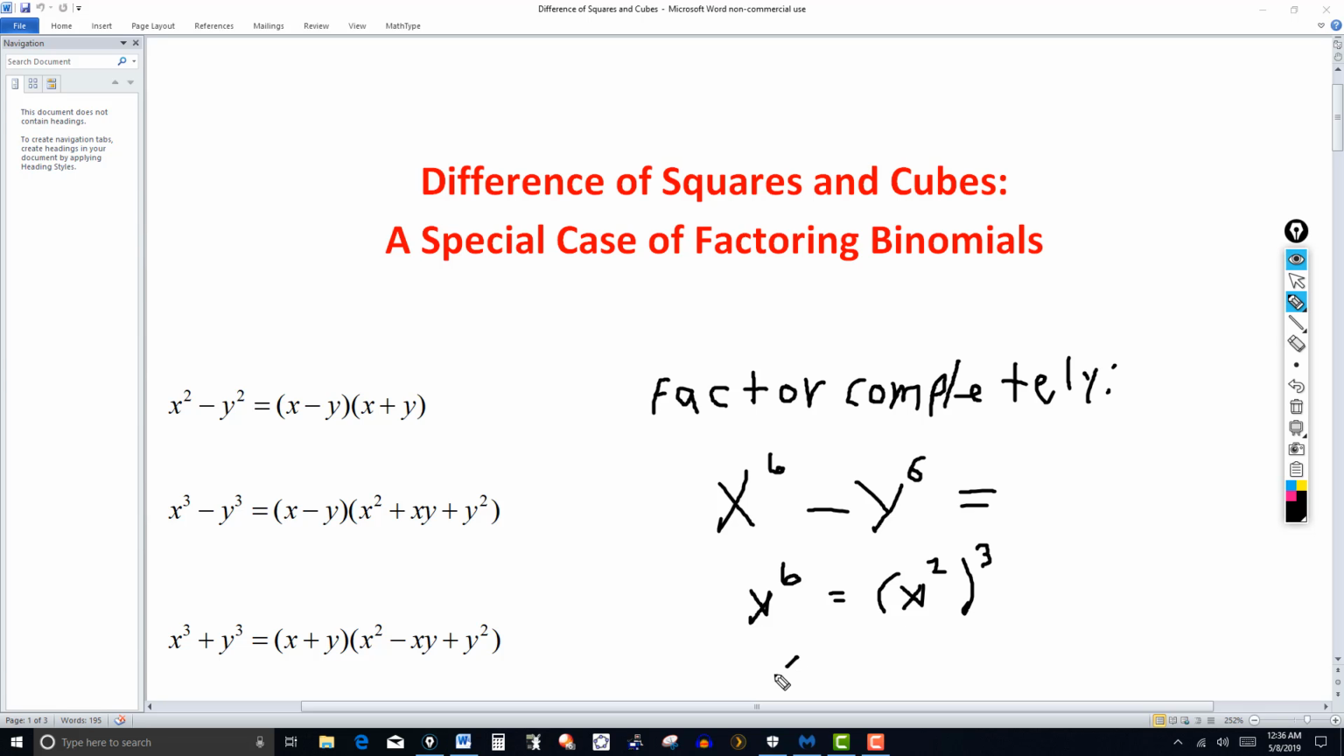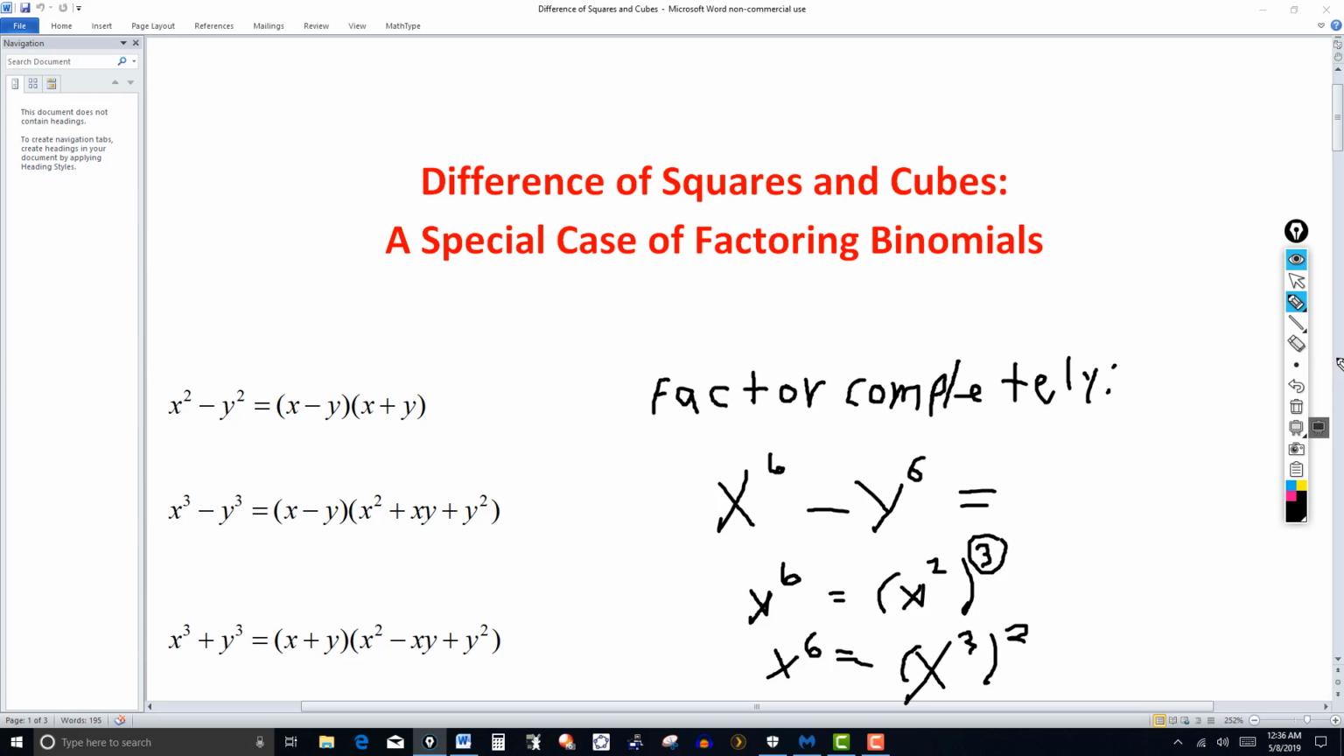I can also write x to the 6 as x to the 3rd squared. Okay? 2 times 3 is 6. So what this means, of course, is that x to the 6, which also applies to y to the 6, I could do the same thing with y to the 6. X to the 6, because of this format right here, is a perfect cube. At the same time, x to the 6 is a perfect square because of this. Okay? So you can actually use the difference of squares or the difference of cubes to factor this, to solve this problem.